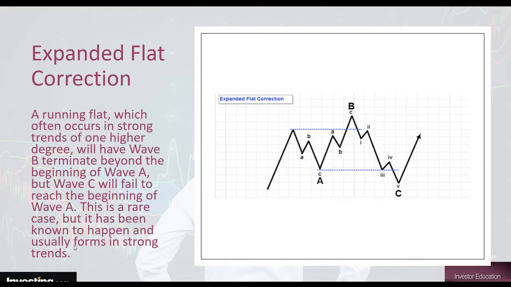So then you have an expanded flat correction. Okay, a running flat, which occurs in strong trends of one higher degree and will have a B terminate beyond the beginning of the A, but the wave C will fail to reach the beginning of wave A. Okay, so in other words, B here is higher than the 5, A here is here, and C fell lower than the 5. Okay. Again, do you have to memorize all these? No. You have to be able to see them on your chart and say, whoa, I see something.